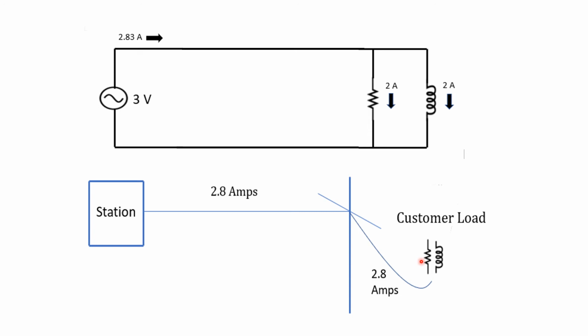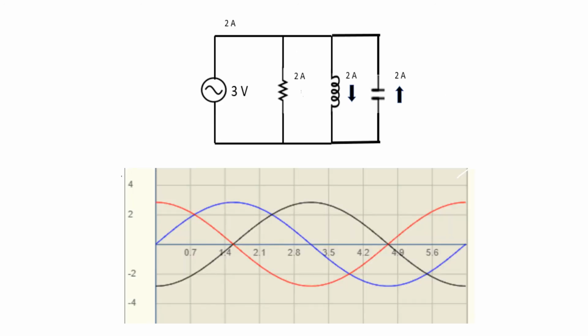To reiterate, there are two problems with this situation. There are unnecessary losses in the circuit conductors and a larger voltage drop at the customer end. To compensate for this extra current drawn by the inductor, let's add a capacitor in parallel and analyze the results.